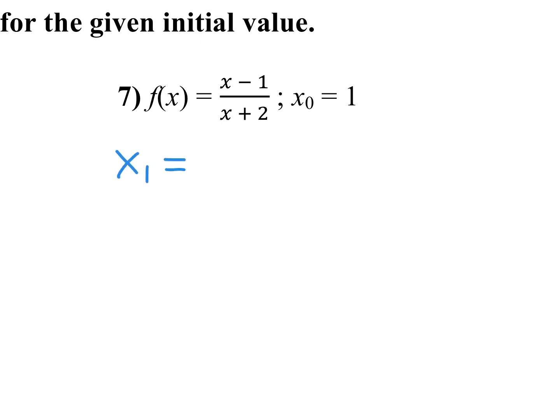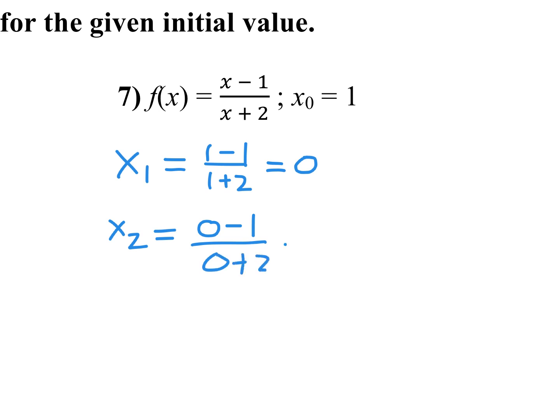For number 7, the way we find x1, we plug in x0, which was 1, in for x. Right, so the numerator is 0, the denominator is 3. 0 divided by 3 is 0. For x2, plug in 0. Negative 1 over 2 is negative 1/2.